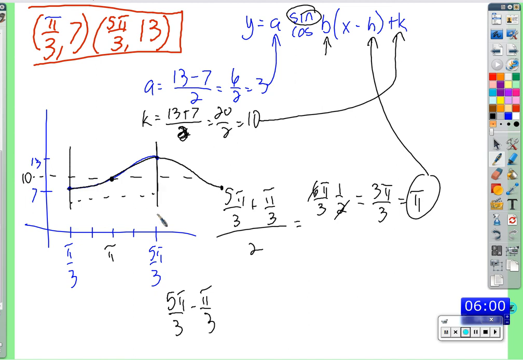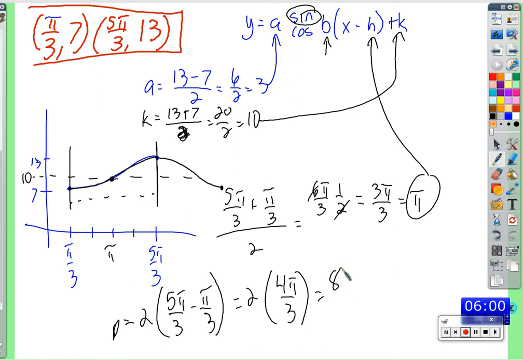Is that the period? No. How big is the period compared to this? 2 times that. So 2 times that, that's 2 times 4 pi over 3. That's 8 pi over 3. Good, so that's P. How does that help us out? What does that help us find? That is a period. It helps us find B.